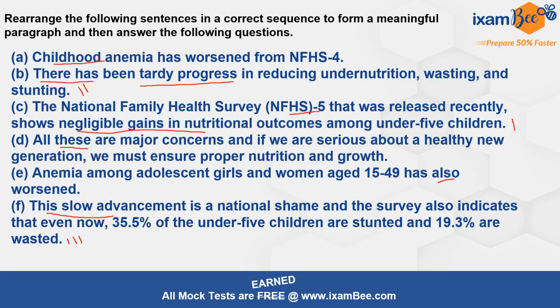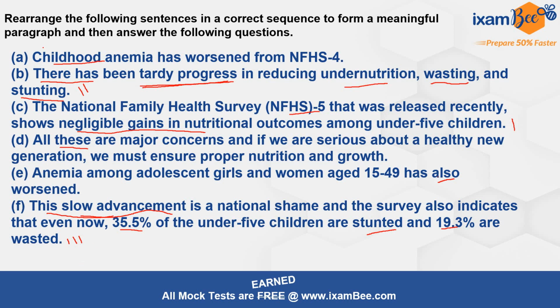This has to be our third sentence here, right? Look at this. This slow advancement. We are referring to the same progress. Here we are referring to as a tardy progress, and here we refer to as a slow advancement. Progress means advancement, and tardy means slow or inactive. So it means almost the same thing. But here we are provided with a data, right? That even now 35.5% of the under 5 children are stunted and 19.3% are wasted. So here we are provided with what? The statistics or figures. Here we just introduced the problems or the issues being suffered.